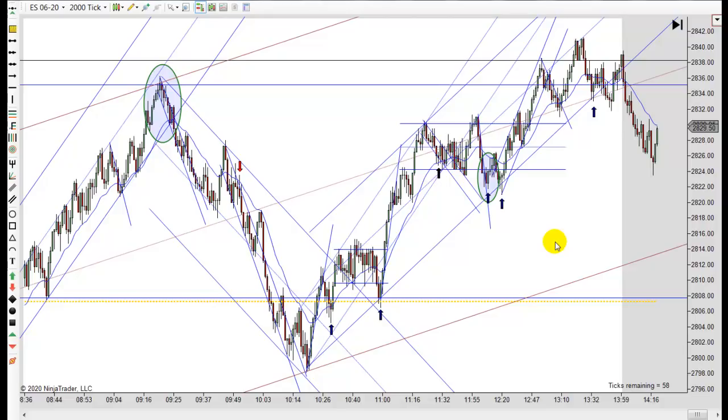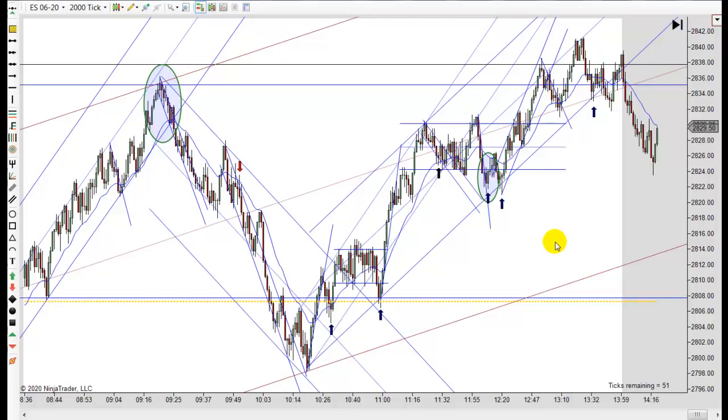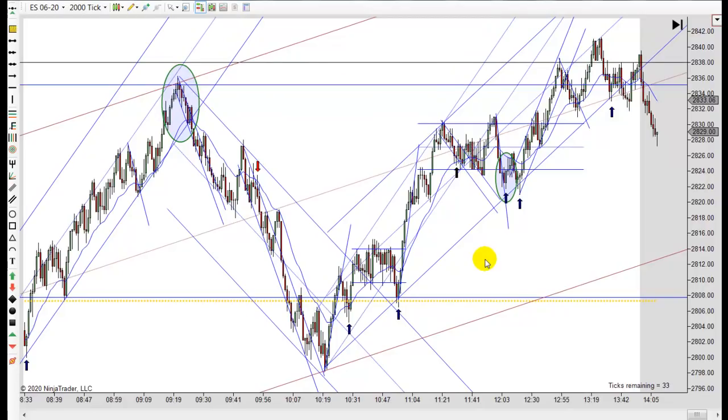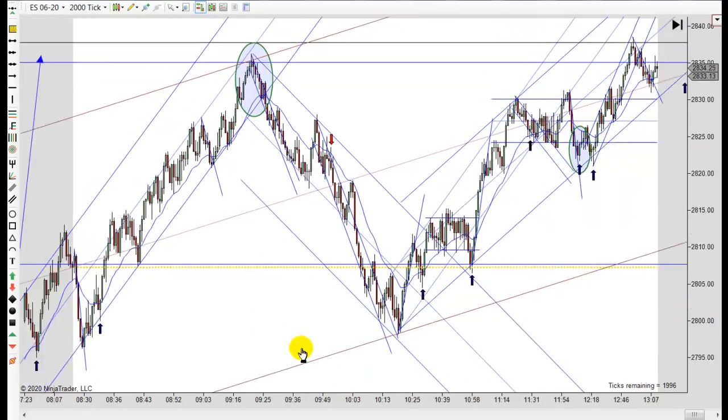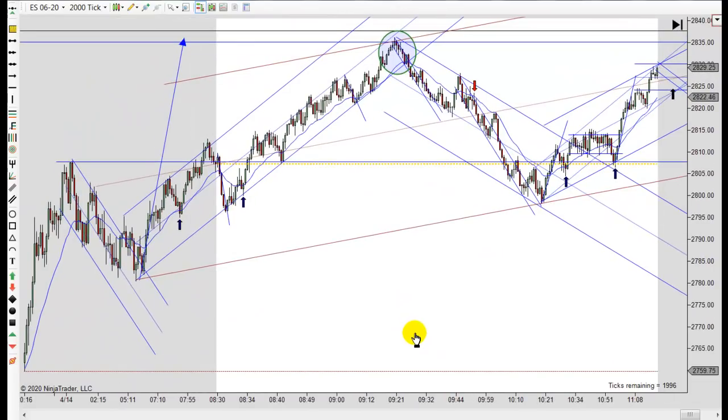Somebody else asked me about flags and pennants and all that. Forget about all that, because I don't believe in any of those patterns or any of those trading rules on them. What causes those are intersecting support and resistance lines. That's what generally causes them. Let me see if I can find one here.